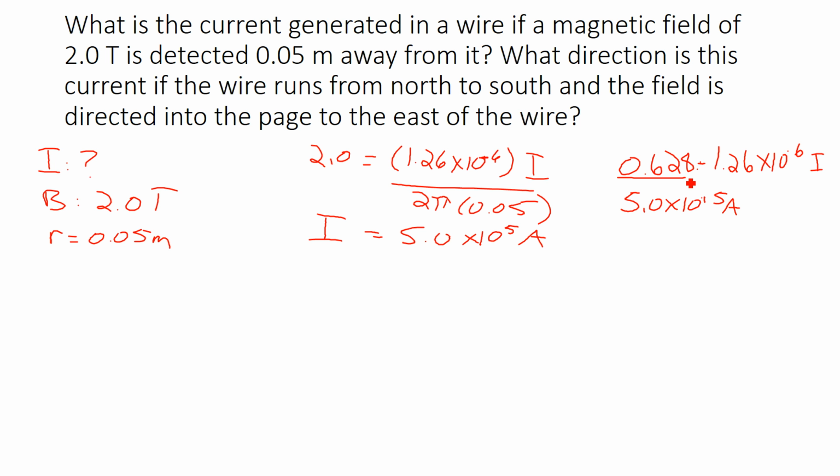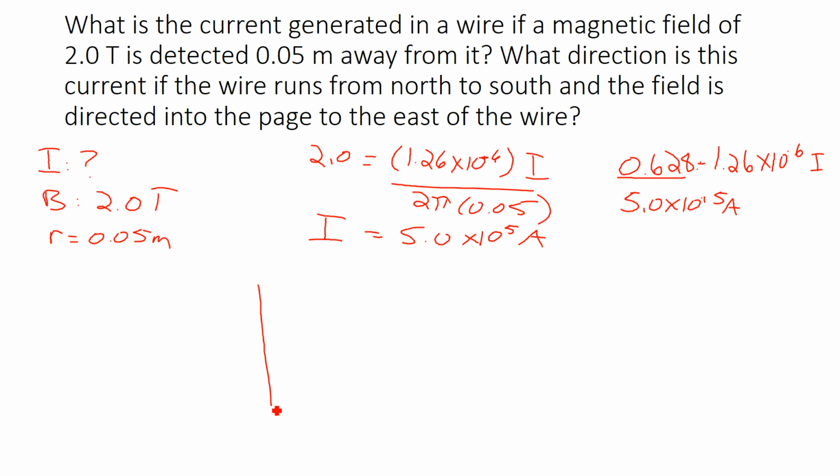Okay, so we know that the wire runs north to south, right? We don't know which way the current goes. We know that this is just the wire. But we do know the direction of the magnetic field, and the field goes into the page, right? Which would make the current go south.